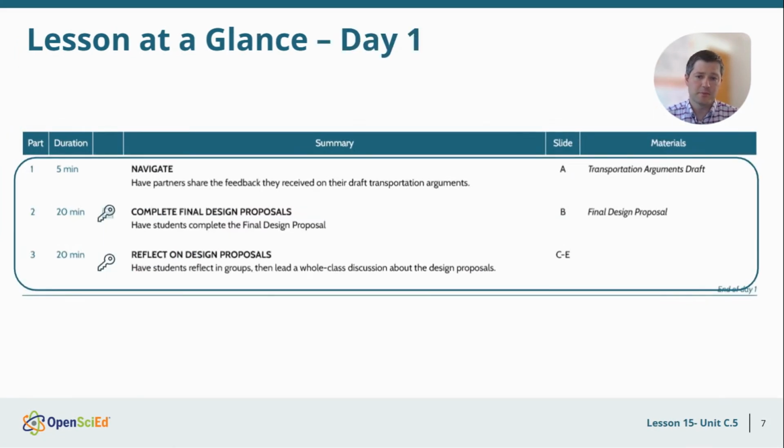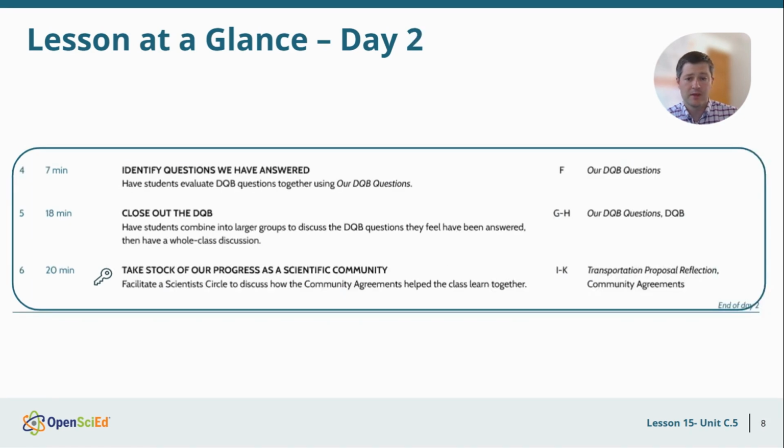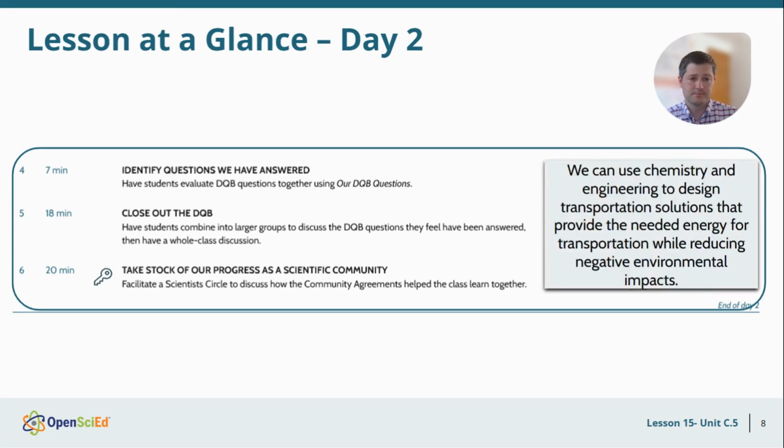So in that first loop, students are going to complete their final design proposals using the feedback that they received on the arguments in the prior lesson, and then they're going to reflect on those design proposals. Here we figure out how we can combine our chemistry knowledge, engineering decisions, and prioritized criteria to create a final proposal. And then on day 2, we're going to clear out the driving question board, as well as take stock of our progress as a scientific community.